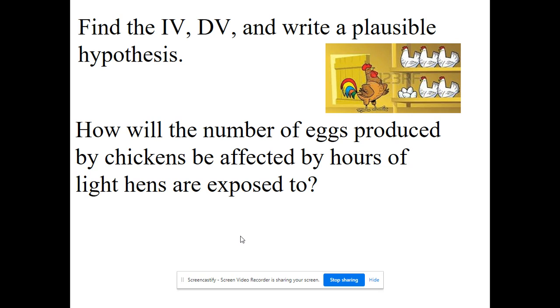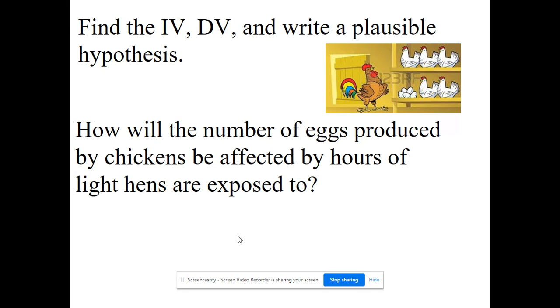So we're wondering how the number of eggs produced by chickens will be affected by how much daylight they're exposed to. So we want to figure out what's being changed here. The number of eggs is going to be changing here, and the hours of sunlight. What we want to ask ourselves is, is the number of eggs going to affect the sunlight, or is the sunlight going to affect the number of eggs? Well, I think it makes sense to say that the sunlight might affect the number of eggs. So the sunlight is causing the change.